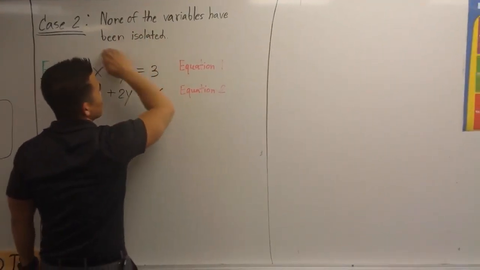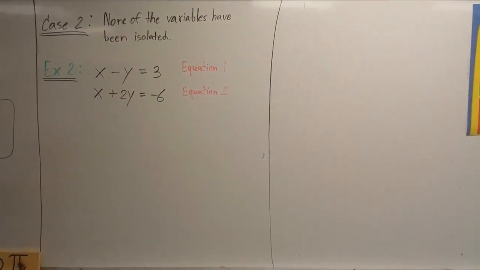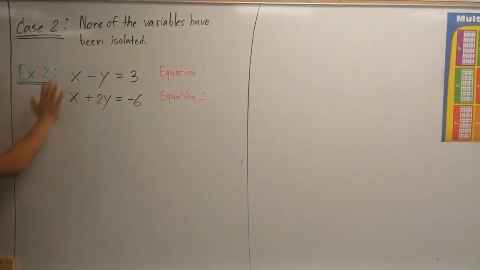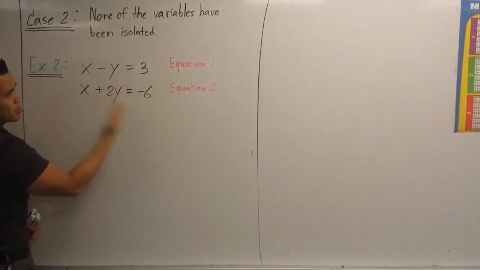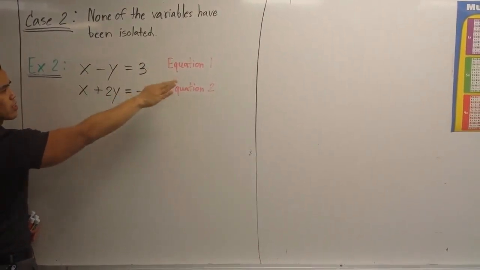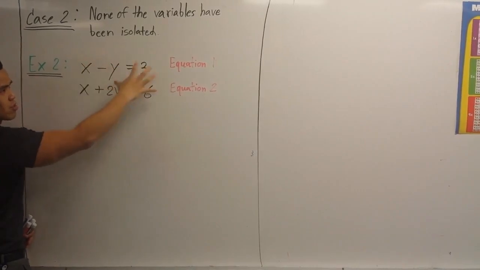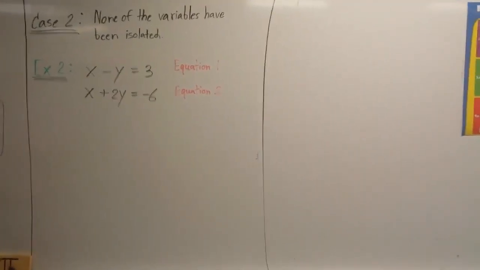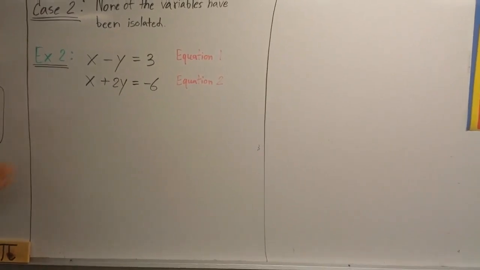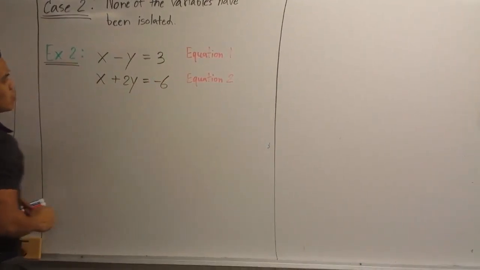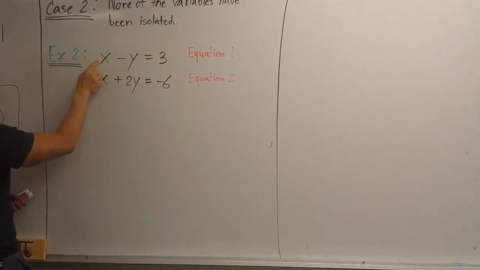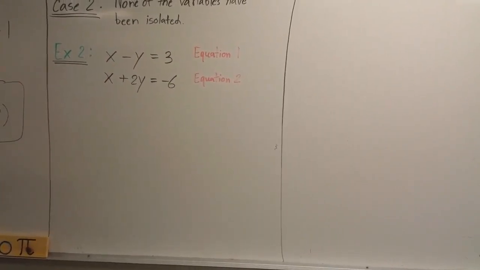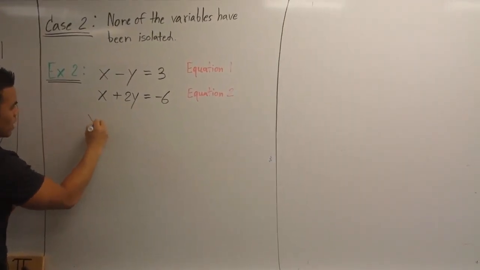Okay, now moving along. Example number 2. None of the variables have been isolated. It's not a perfect world, right? You don't see an x equal to something or y equal to something. It's just straight up an equation with x and y. Well, look for the one where you can solve for one of them. So I'm going to pinpoint equation 1. I have x minus y equal to 3.